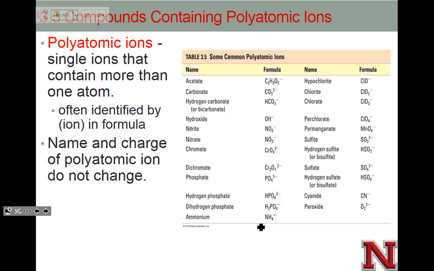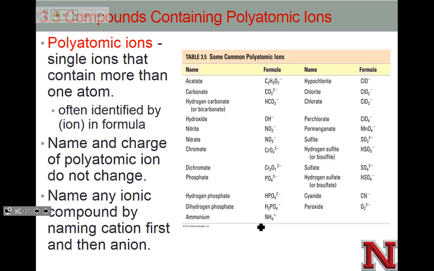I'm never going to be a chemistry teacher that says memorize the periodic table. That's silly. But you do need to memorize these. So we're naming our compound by naming our cation first and naming our anion. And in most cases, our anion is a polyatomic. Of course, ammonium is the only positively charged polyatomic ion on this chart.